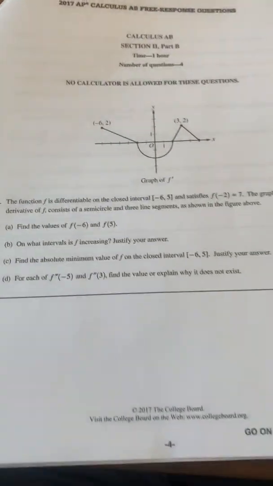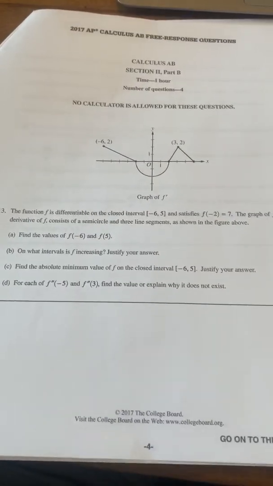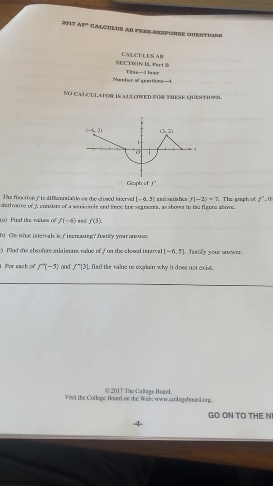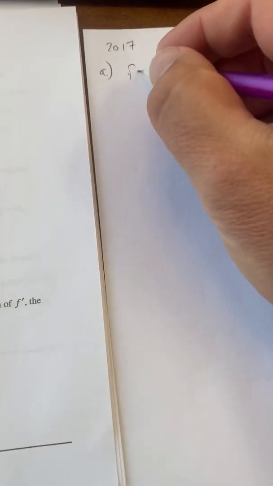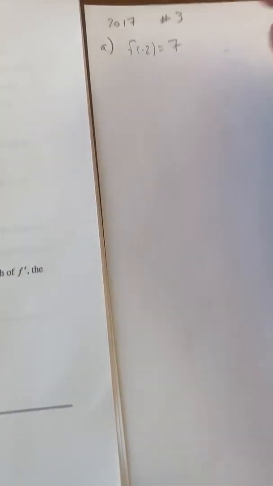All right, so back with number 3 here, I got f prime. It says a differentiable function. They tell us that f of -2 equals 7, and they say find f of -6, f of 5. I'm going to find f of 5 first. So since f of -2 equals 7, we have to start there.